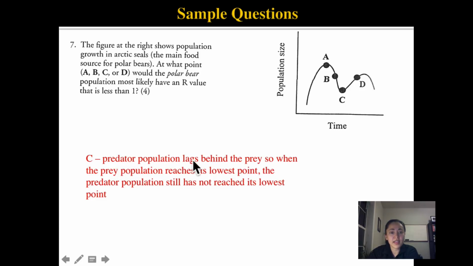The predator population lags behind the prey, so when the prey population reaches its lowest point, the predator population still has not reached its lowest point quite yet. So it's decreasing at that time.